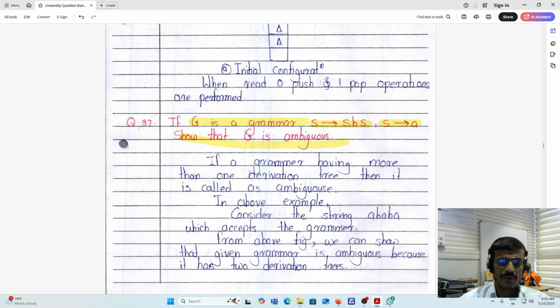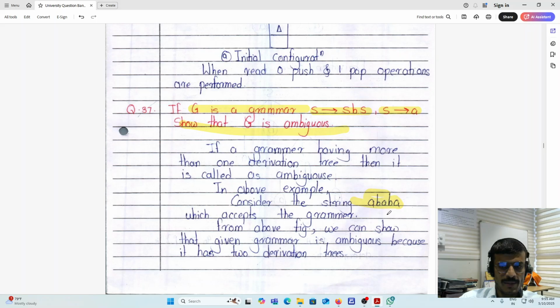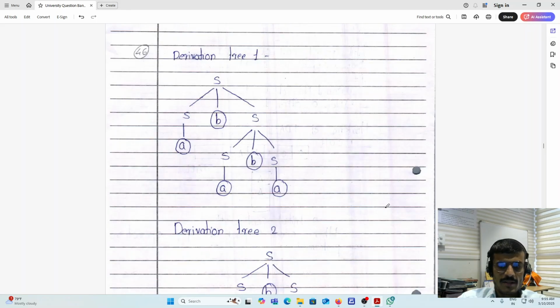In the above example, we consider a string. Now, what are we going to consider? We are going to consider the string aba. It is not necessary every time to consider this aba. Okay, so if I am considering aba, then let us see here, aba.